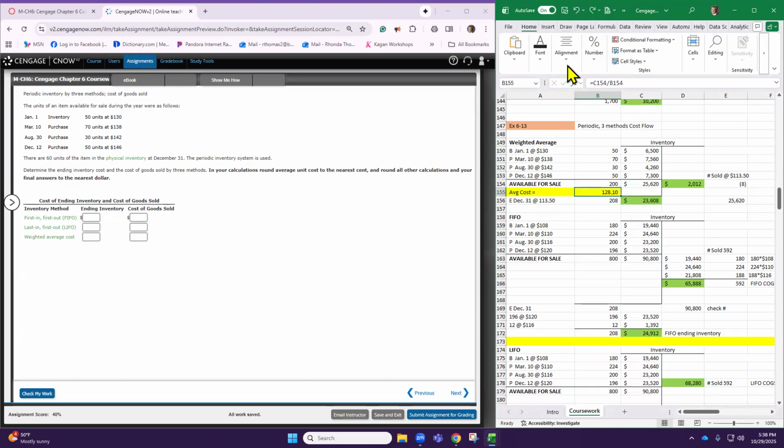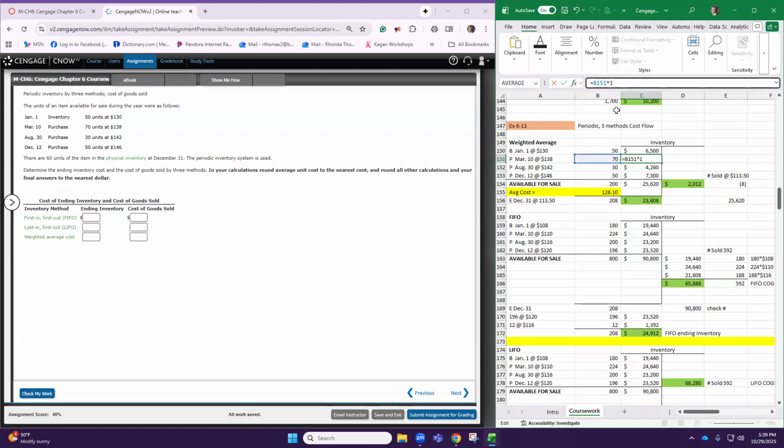So let me go back. All right. So we've got all of those added up. And now I need to one more time make sure all of these, so this should be 50 times 130. Go 50 times 130. And if you click in the cell, you should be able to see it. Yes, 50 times 130. Enter. Then it should be 70 times 138. Ah, there we have it.